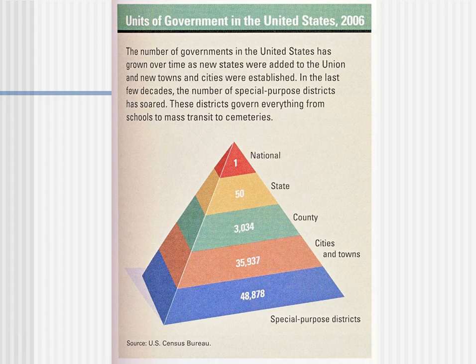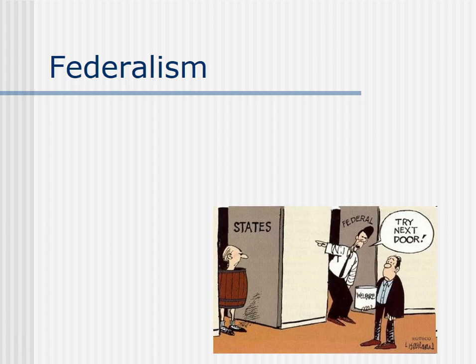Now, according to the Constitution, there's two levels, the national government and the state government. Counties, cities, and special purpose districts all gain their powers from the states, and if the state wanted to take away those powers, they could at any time. So really we have two levels of government, national and state level, in the United States of America.